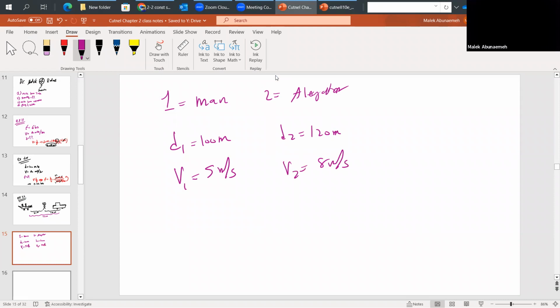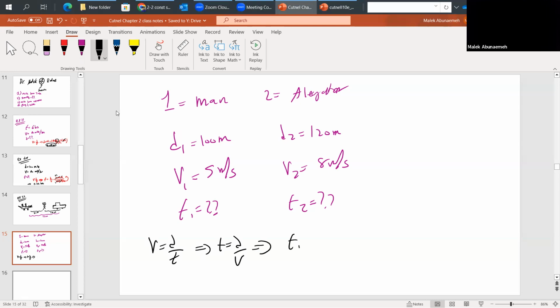Now, the question is whether the alligator is going to get to you before the car. So you need to get the time for the alligator and the time for the man. Writing down the equation, V equals D over T, which means T equals D over V. So T1 equals D1 over V1, which is 100 meters divided by 5 meters per second. Meters cancel with meters, so 100 divided by 5 is 20 seconds.